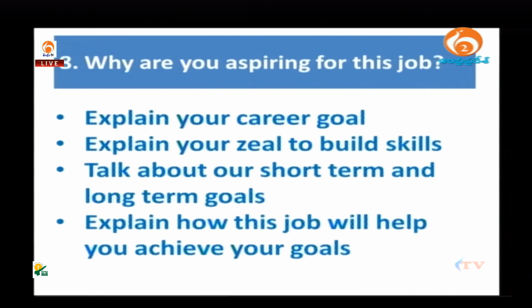My short-term goal is I want to be successful in this particular role, in this particular job, and I want to get promotion. My long-term goal is I want to be the best in the organization. I want to contribute to the organization through my deliveries, through my work.